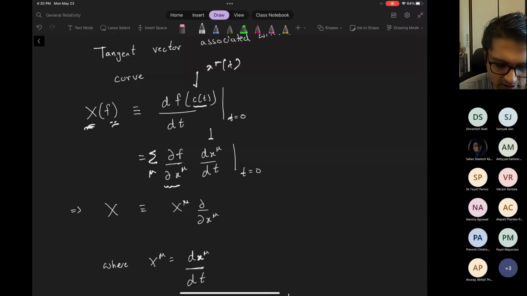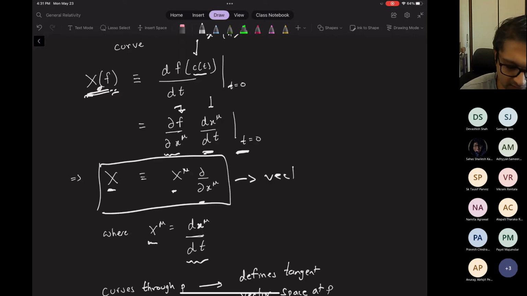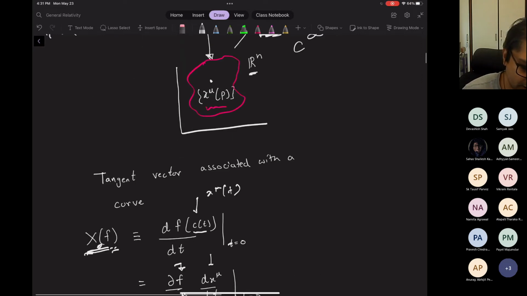Okay. So this was at t equal to 0. So this has to be evaluated at t equal to 0. This defines the operation X of f at the point P. So now we can define, for any function f, this operation X as X^μ ∂/∂x^μ, where these components X^μ are dx^μ/dt. This operation defines a vector at P. This is what we call the tangent vector at the point P.